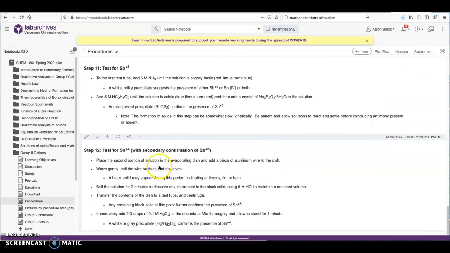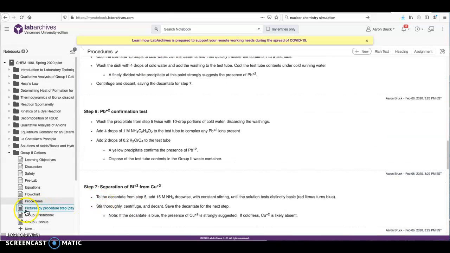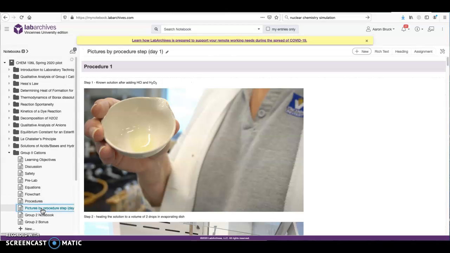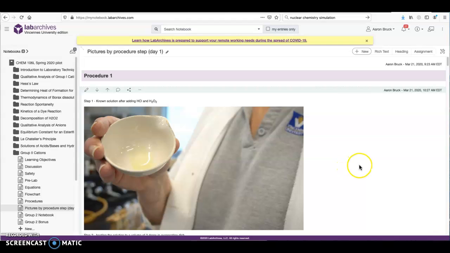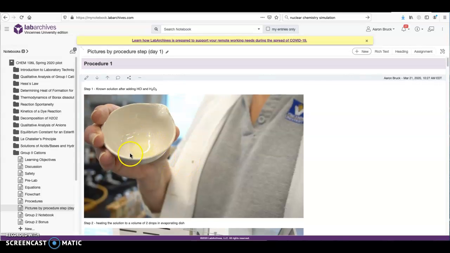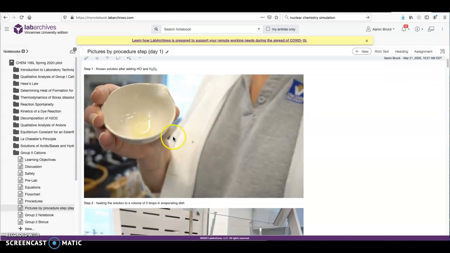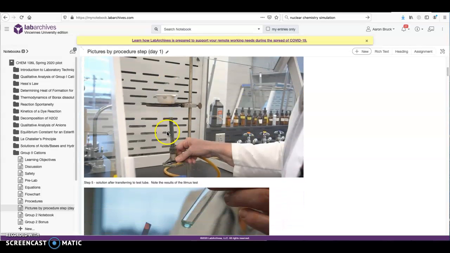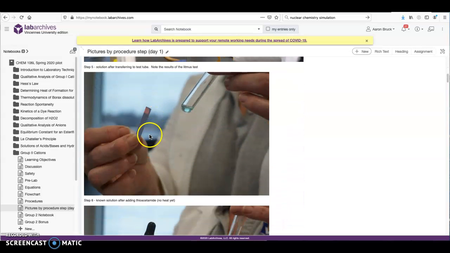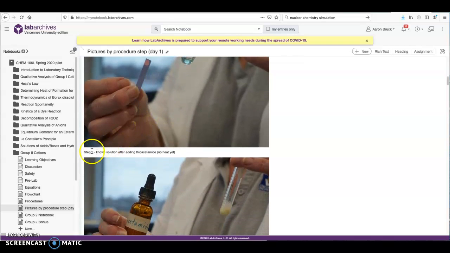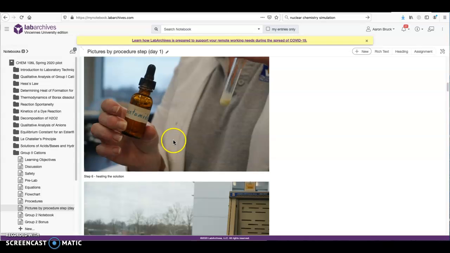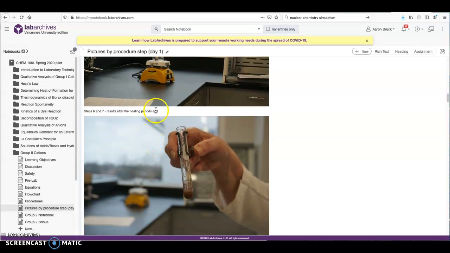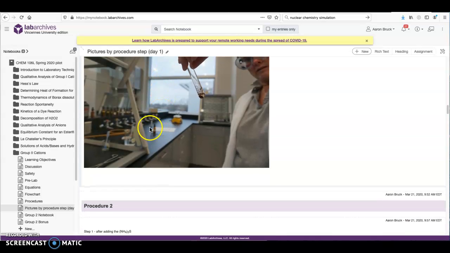The only difference is that we've added one additional page here. That additional page is this step-by-step procedure. So how this happened: Professor Lowe went and did the procedures and took pictures of the observations at each step. Those pictures have been uploaded for you into our Lab Archives with annotations so that you know what step they are associated with, and then you can write in the individual observations as you go.